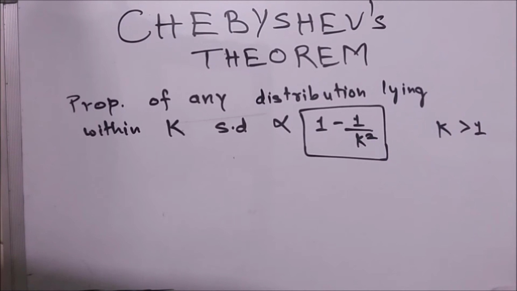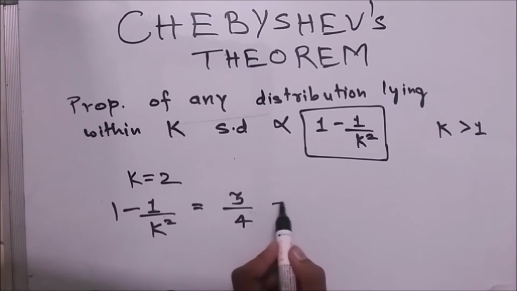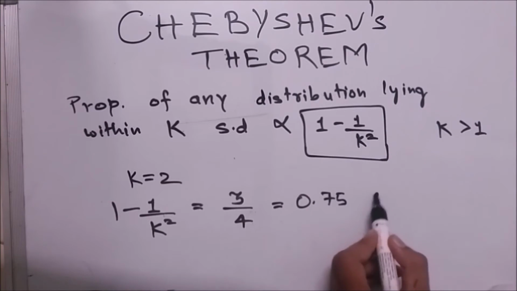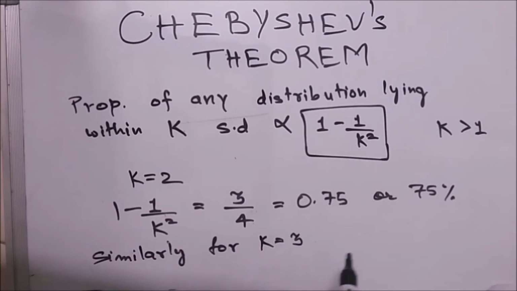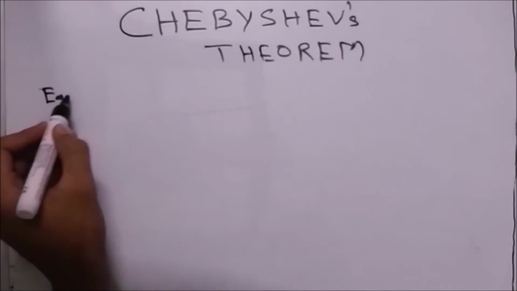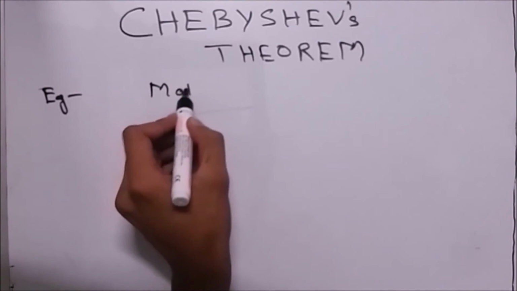Let's take a case where k equal to 2. So our formula becomes 1 minus 1 upon 4, which gives us 3/4, which implies that 75% of the data is within 2 standard deviations of the mean. And plugging k equal to 3, we get that almost 90% of the data is between 3 standard deviations of the mean. Let's see an example of Chebyshev's theorem.